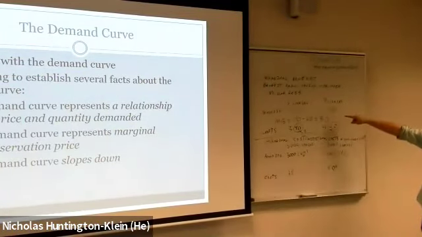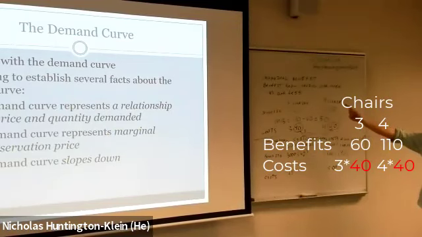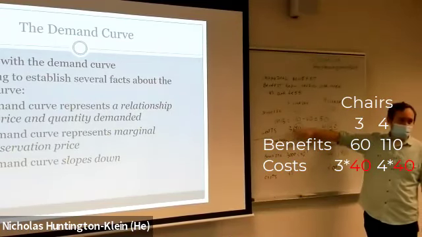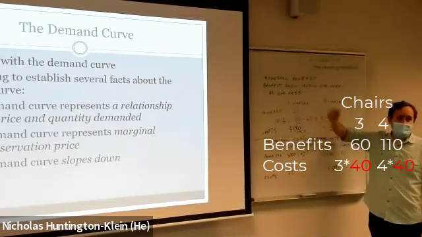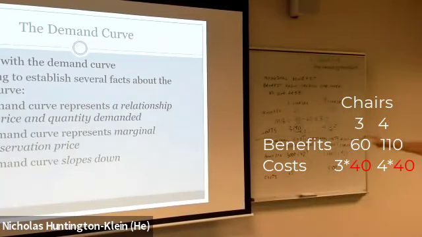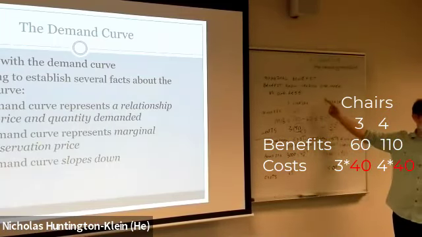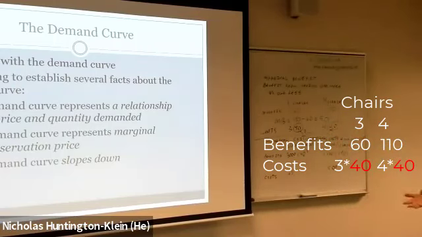So when we're doing this calculation, we're comparing how much these costs go up by how much these benefits go up, right? If it costs me $40 more to buy another chair, but it only brings me $30 of additional benefit, that's clearly not worth it, right? If it brings me $50 of additional benefit, then that's clearly worth it.